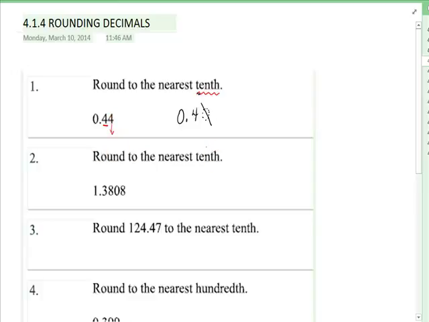Round to the nearest tenth. All right, the tenths place is right here. It's the 3. What does the 8 say? The 8 says to round up. So this is approximately 1.4. Now I know that if it would have been a whole number, we would have zeros out there, but we don't. The last place you see is the tenths place in that final answer. So it is 1 4/10.